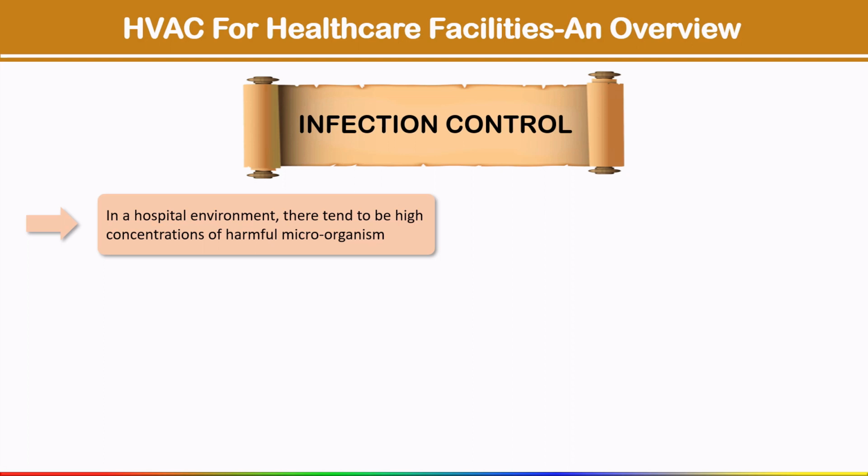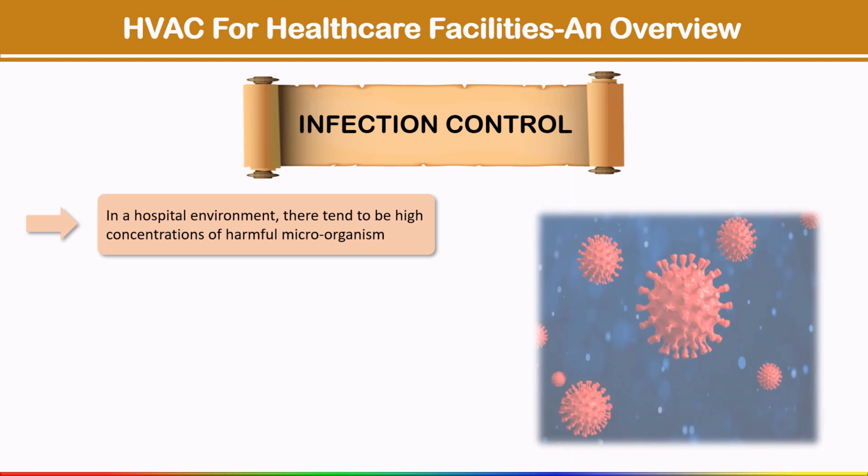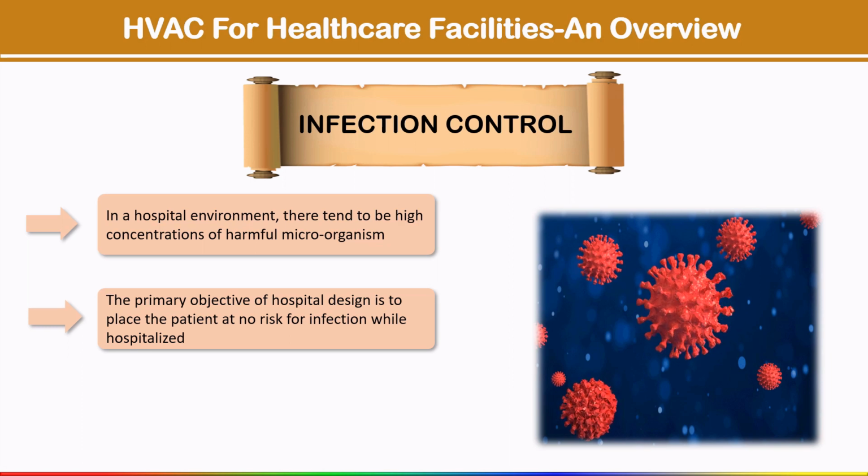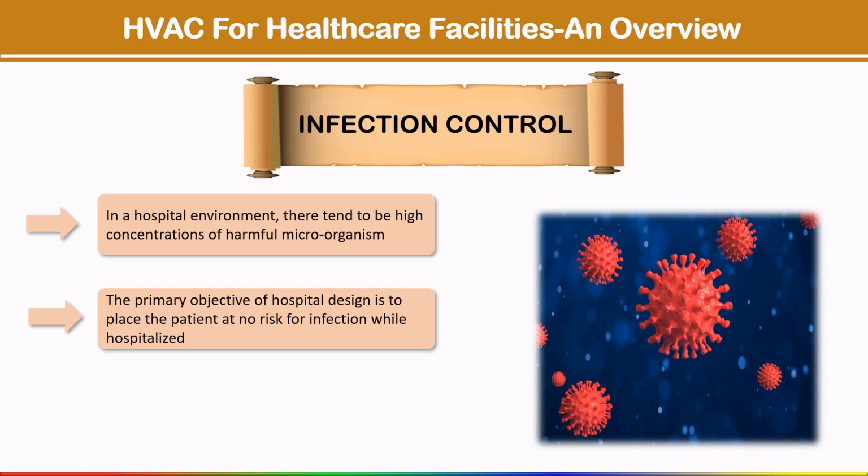And what are the sources of these microorganisms? Remember, improperly treated sewage or runoff from animal waste, and industrial sources such as slaughterhouses, food and paper processing plants. So these are the sources of microorganisms. Now, from an infection control perspective, you can see here the primary objective of hospital design is to place the patient at no risk for infection while hospitalized. Okay, so this is it.